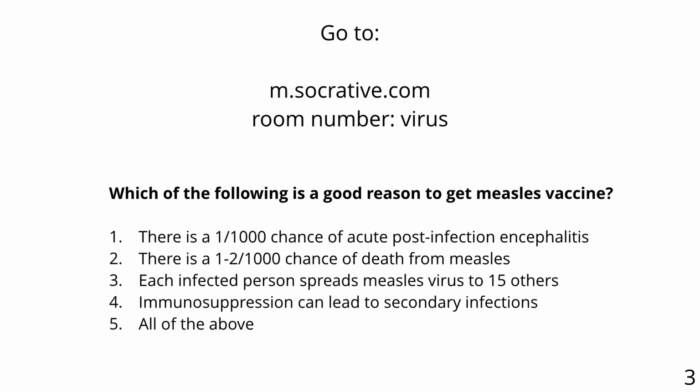Okay, so we have a question related to this. Which of the following is a good reason to get the measles vaccine? 1 in 1,000 chance of encephalitis, 1 to 2 in 1,000 chance of death. Each infected person spreads measles to 15 others. Immunosuppression can lead to secondary infections. 98, that's about the highest we've got so far. All of the above, that's right.